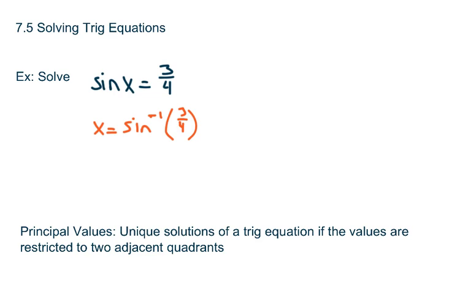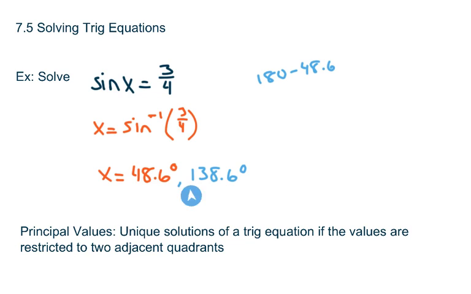And when we type this into your calculator, and we can do this in degrees, we can say that x is equal to 48.6 degrees. Now, this isn't the only solution, because remember, we're talking sine, so we have multiple quadrants where sine was positive, so now we need to find a quadrant 2 angle. So we need to take 180 minus our 48.6, and that will give us our second angle. That is 138.6 degrees.